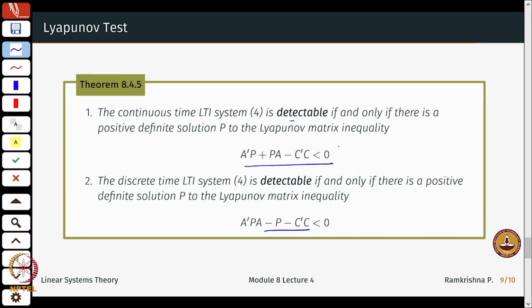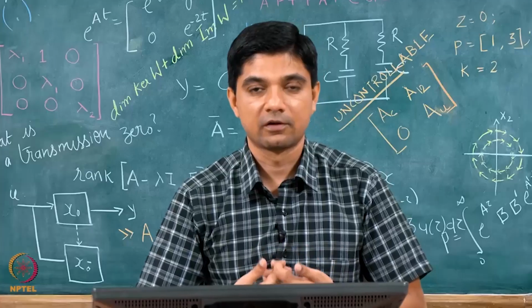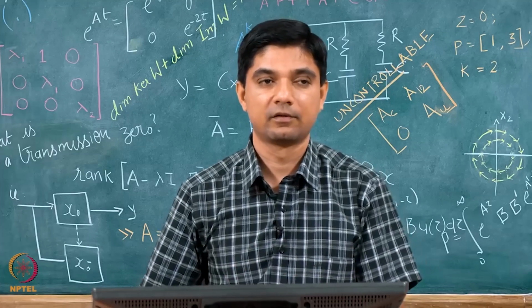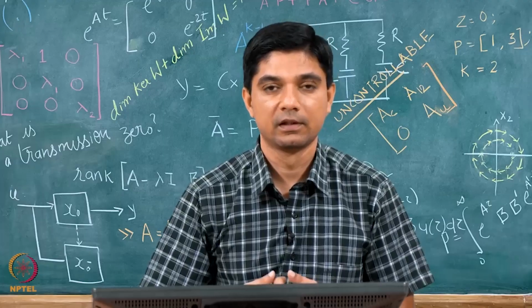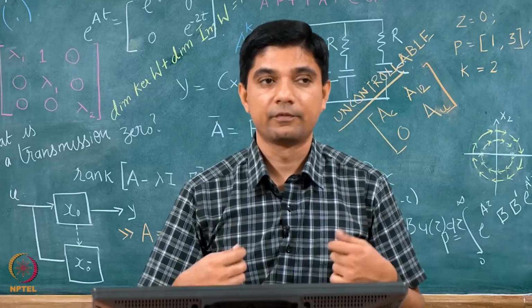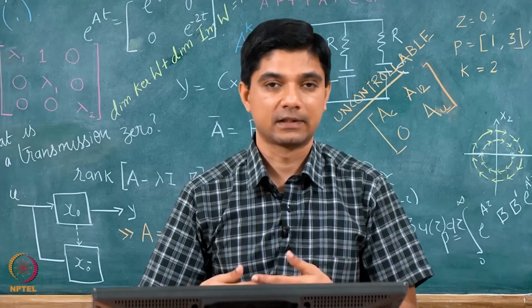Okay. So, just a little note on this thing. These kind of inequalities are usually called linear matrix inequalities. Okay. So, I am just giving you conditions on whether or not the system is detectable or stabilizable or controllable and so on. But I am not really telling you how to solve this at the moment, right.